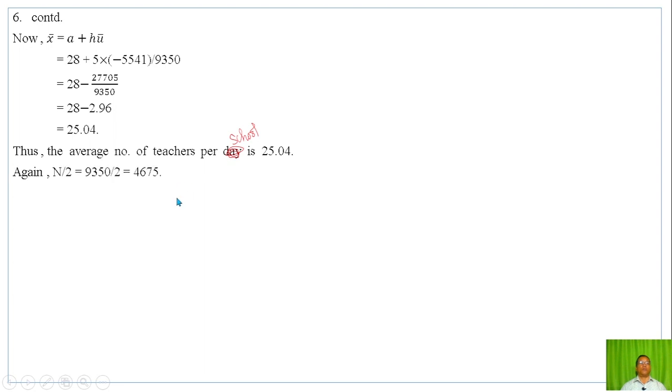For the median, we find N by 2, which is 9350 by 2, equal to 4675. Then we look at the cumulative frequency column for the value just greater than 4675. The class with 20.5 to 25.5 is the median class, and the number of teachers is in this class.